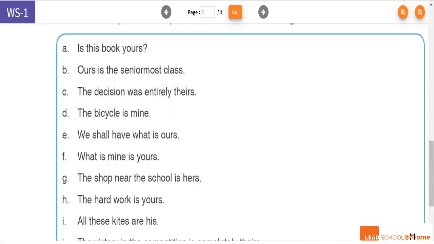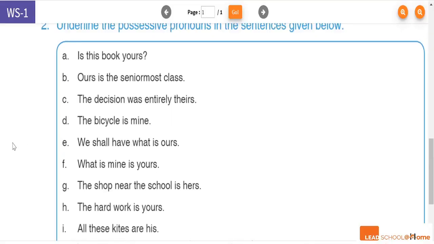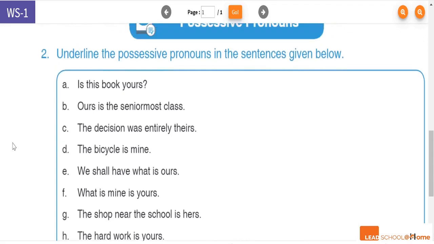Okay, so here is WS1 question number 2. What are you expected to do? Underline the possessive pronouns in the sentences given below. If you are using the soft copy of the workbook, please write the word itself. Only the word. You don't have to write the whole sentence. Only the correct word, which is the possessive pronoun, in the notebook. All right? Okay, what are you supposed to do? Underline the possessive pronoun in the sentences given below.